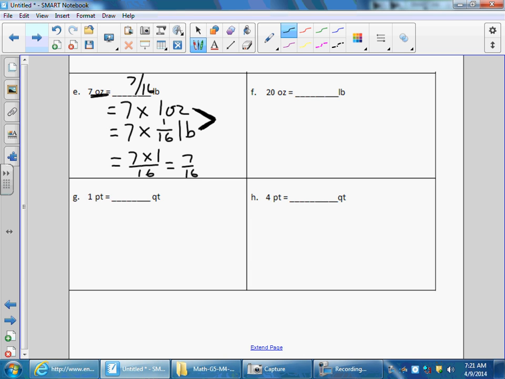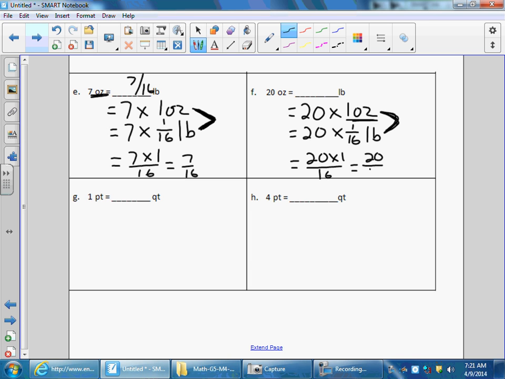F is very similar. I'm going to take 20 times 1 ounce. Then I'm going to convert from my 1 ounce. 1 ounce is 1/16 of a pound. These values have to be equal. Be consistent. 20 times 1 over my denominator of 16 is 20/16, which is equal to 16/16, 1 whole, and 4/16 left over, which simplifies to 1 1/4 pounds.